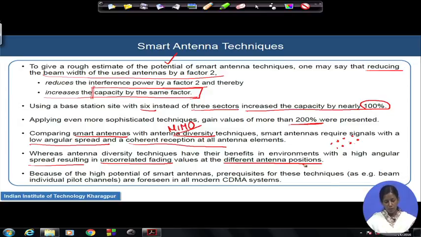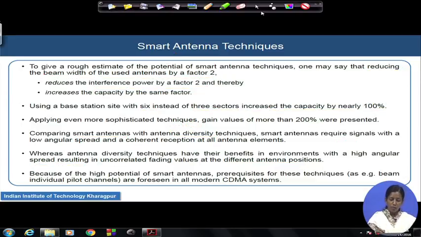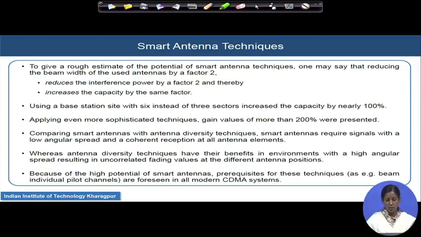for example the beam individual pilot channels, are foreseen for modern CDMA systems. And in the coming future, as I have already discussed, most of the current mobile communication techniques prefer to use transmit beamforming, but in the near future we will see that for short range communications as well as for outdoor mobile communications for 5G, both transmit as well as receive antenna beamforming using smart antennas will drive the communication system.